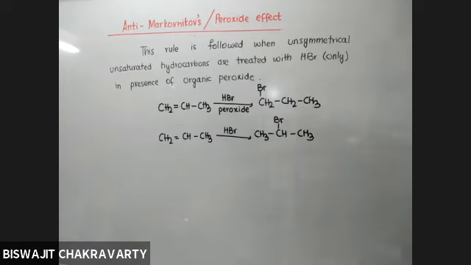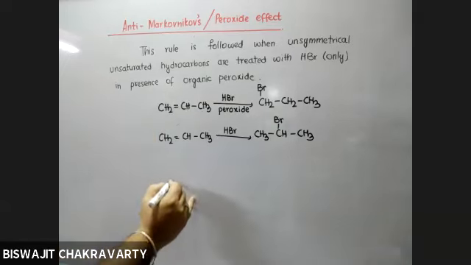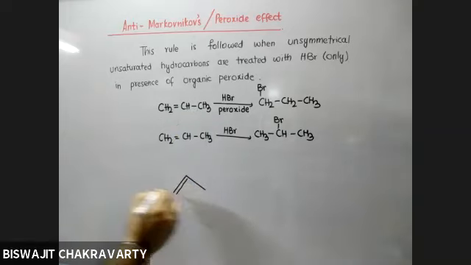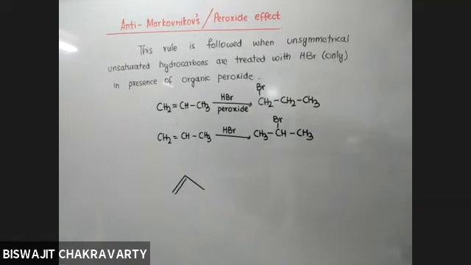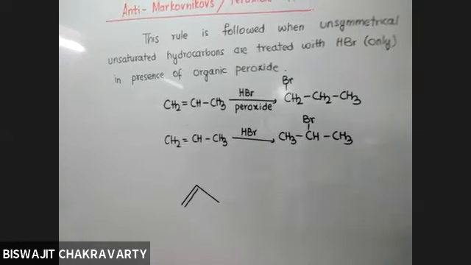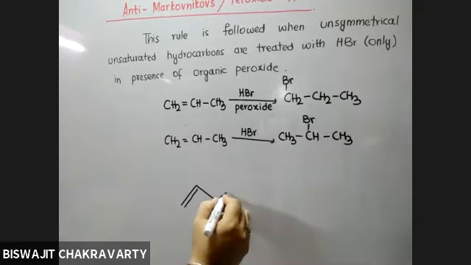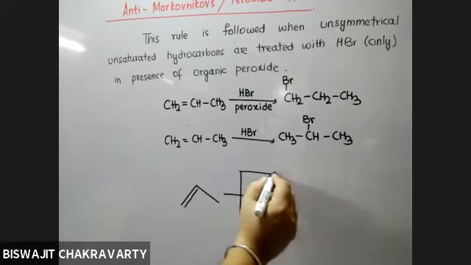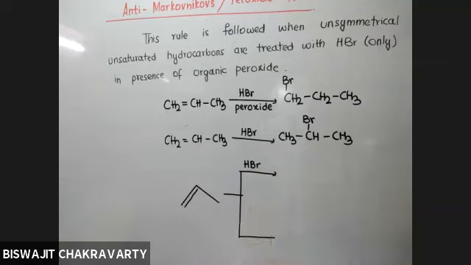Now the same thing that I have explained on the basis of the condensed form can also be explained on the basis of bond line notation. Can I represent propene as this in bond line notation? Just see. Yes or no? Now, if I treat this with HBr only, and in the second one, I treat this with HBr along with peroxide.